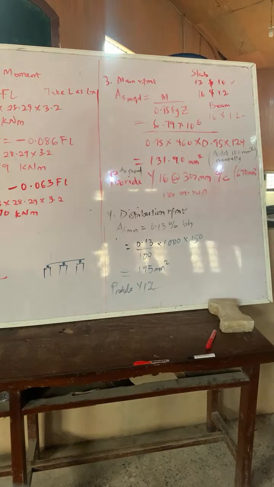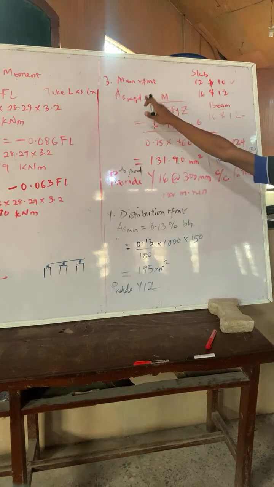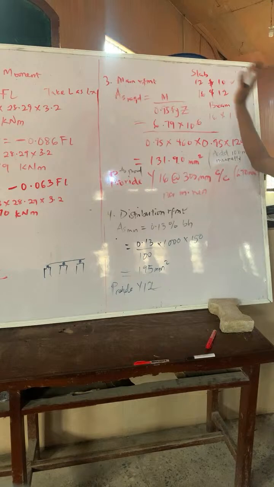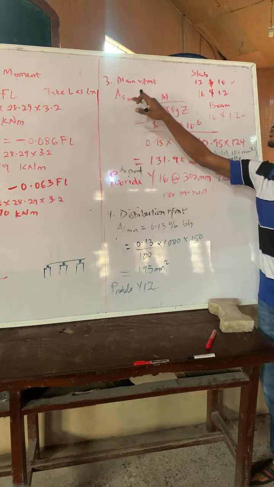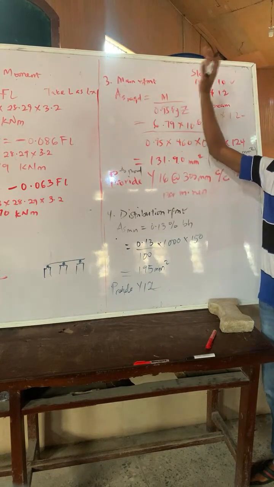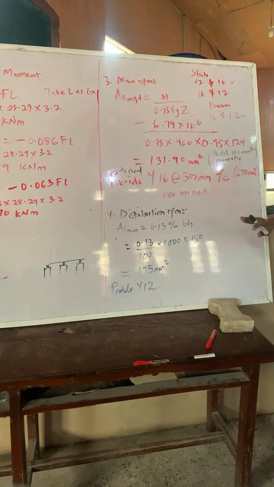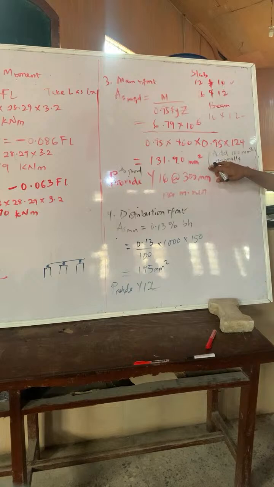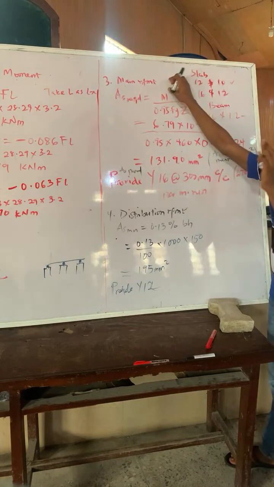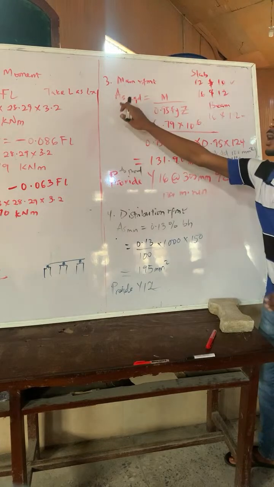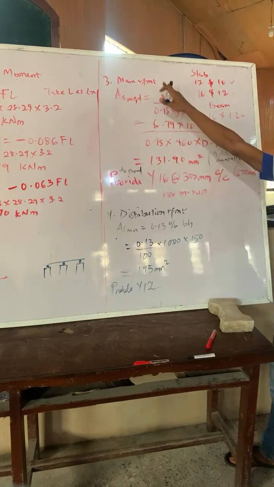Please provide. This area is not required for the main important. Now for this solution, we are not adding any money to our answer. Now this is our main important. What is our area of steel required for the main important?